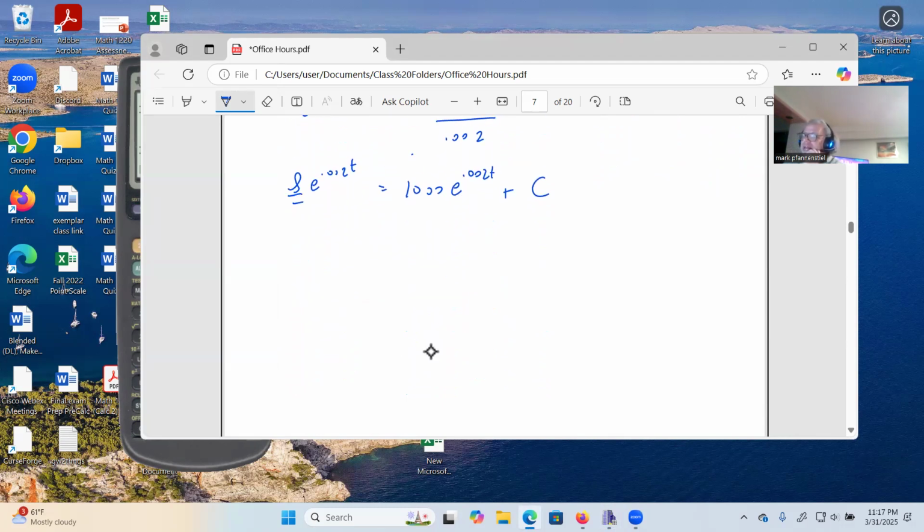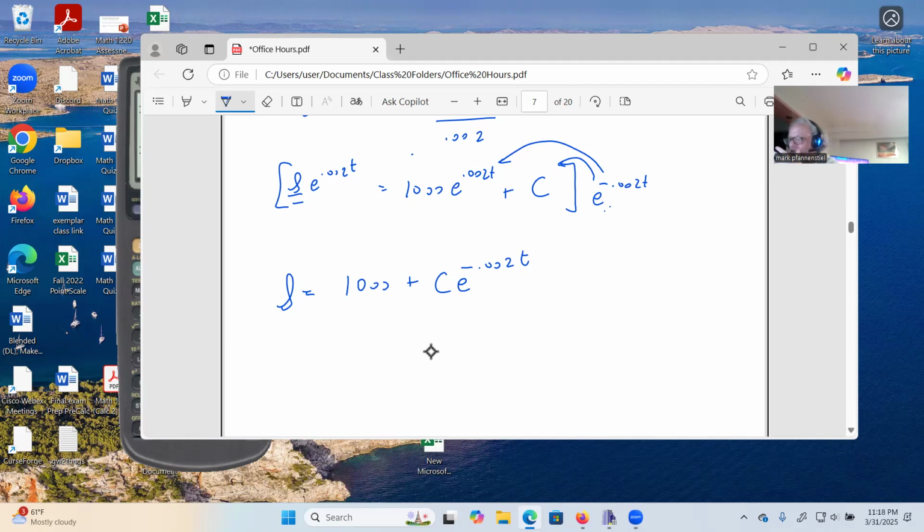Okay, now we want to get s by itself. So what I'm going to do is multiply both sides by e to the negative 0.002t. We distribute it to this piece and to this piece. When the bases are the same, we add the exponents. So we have 0.002t minus 0.002t, so that's going to be a 0, e to the 0. So we have s equals 1,000 plus c e to the negative 0.002t.